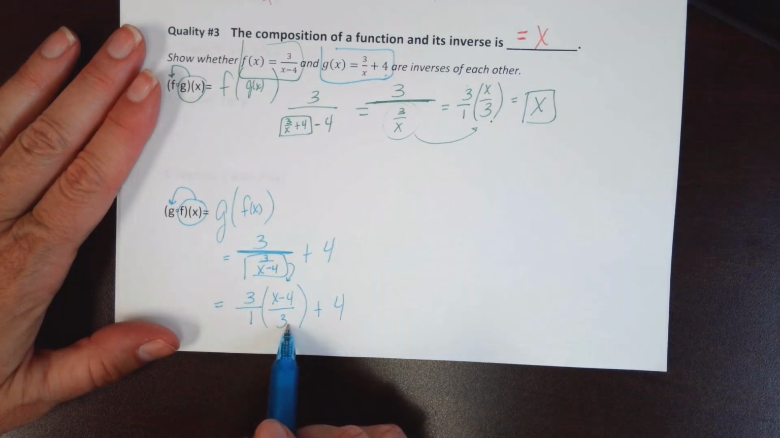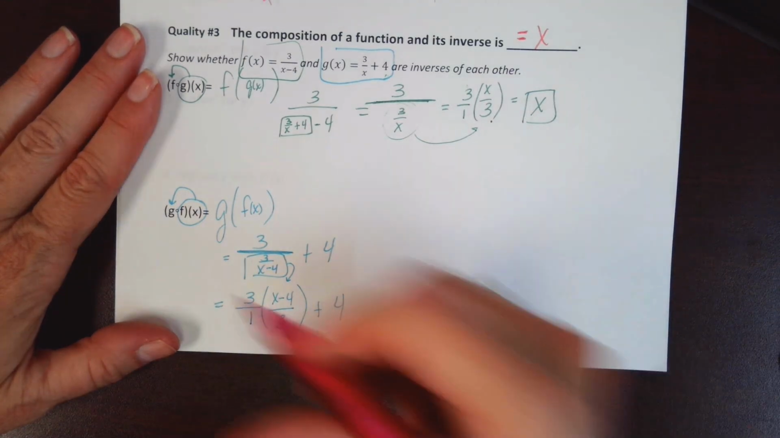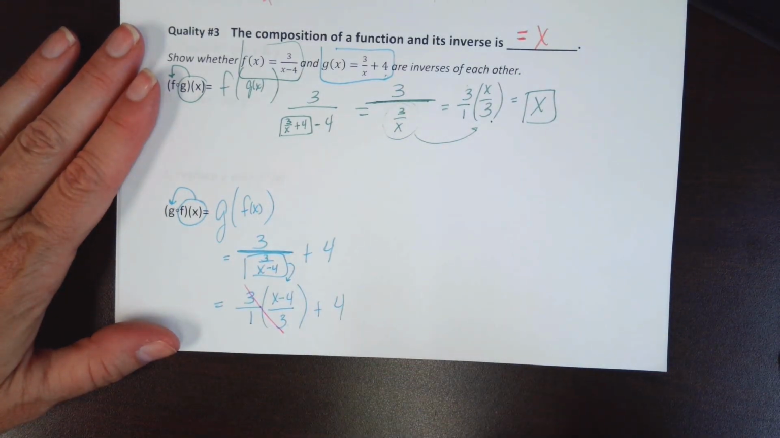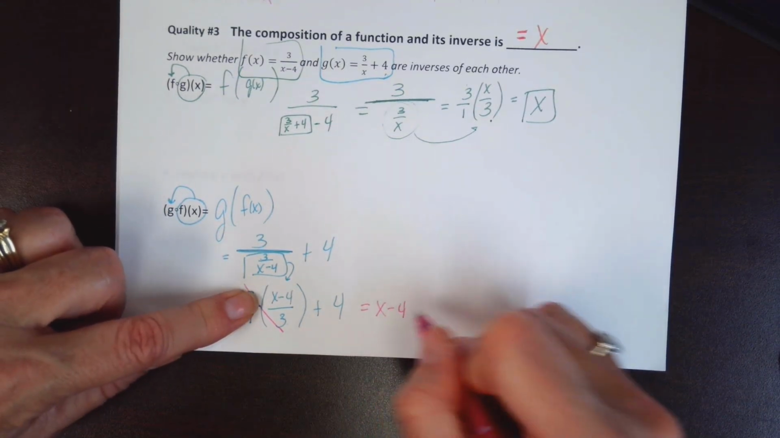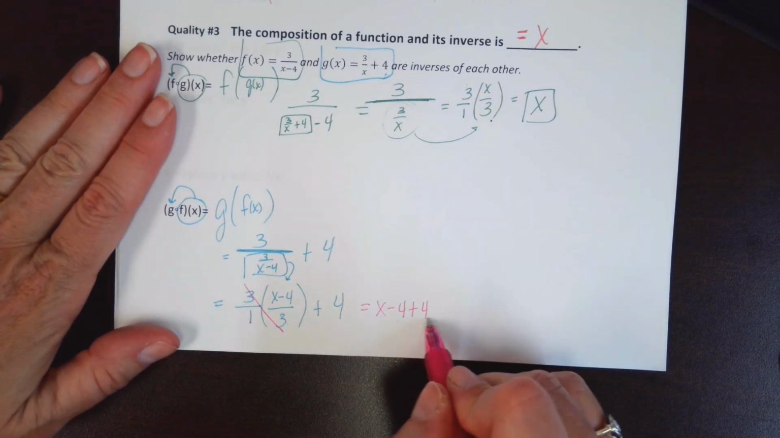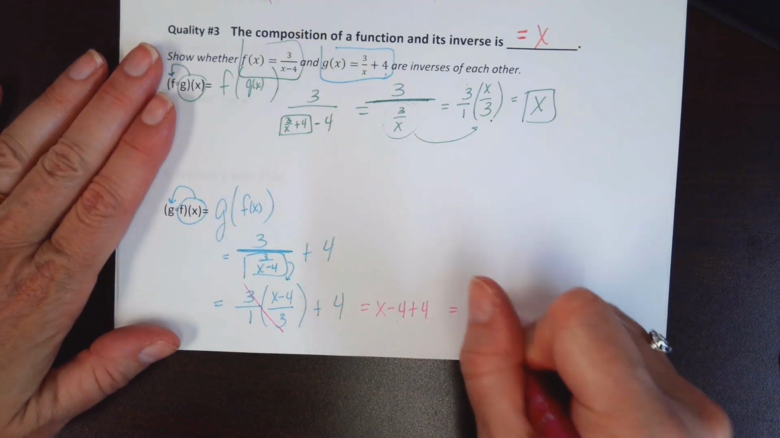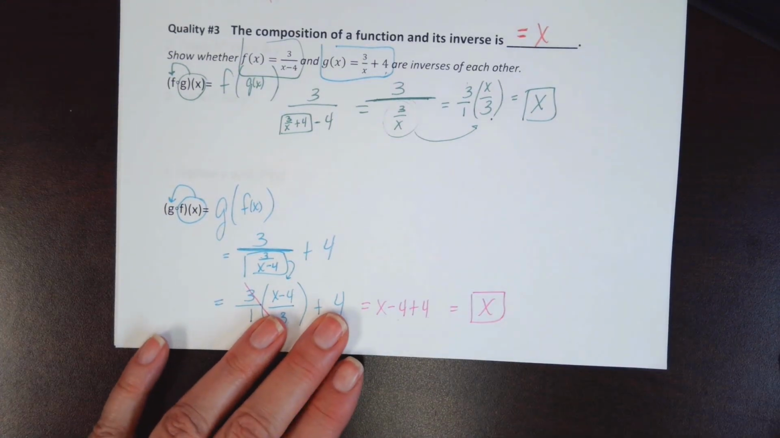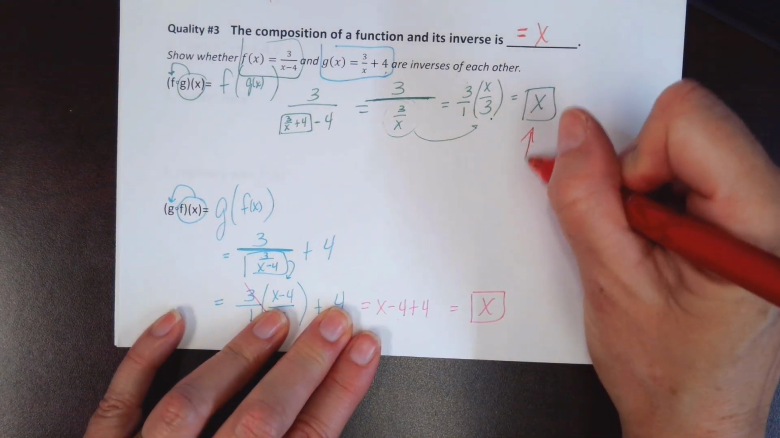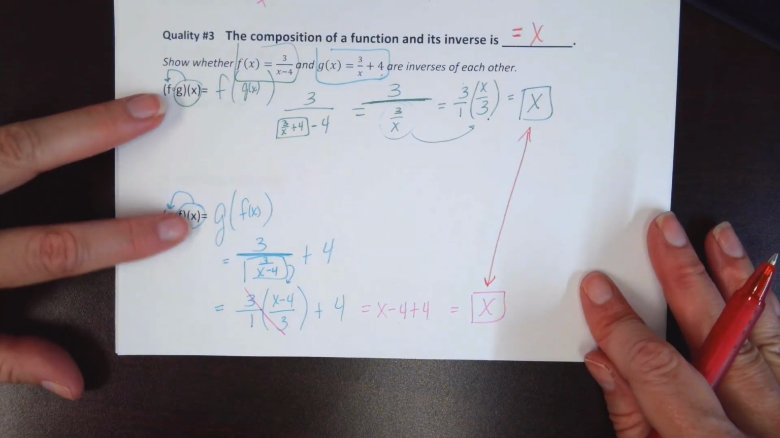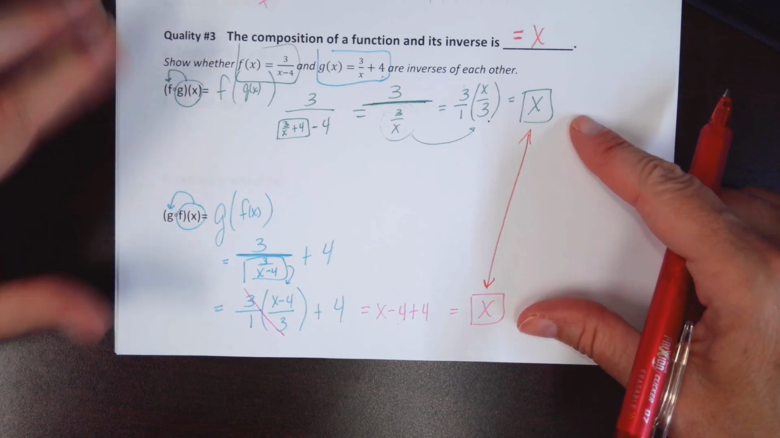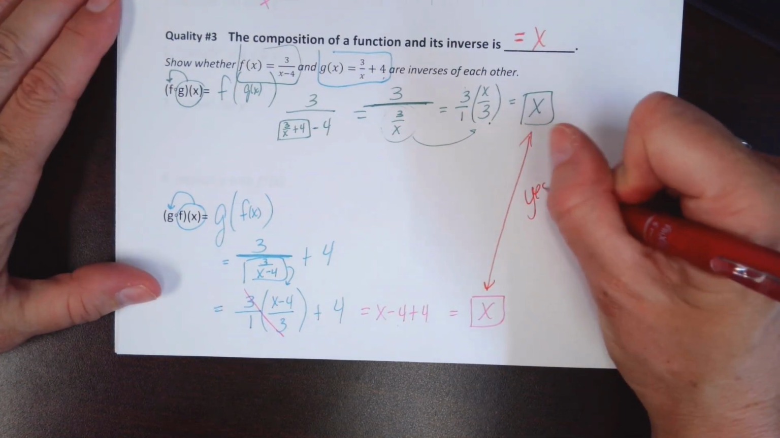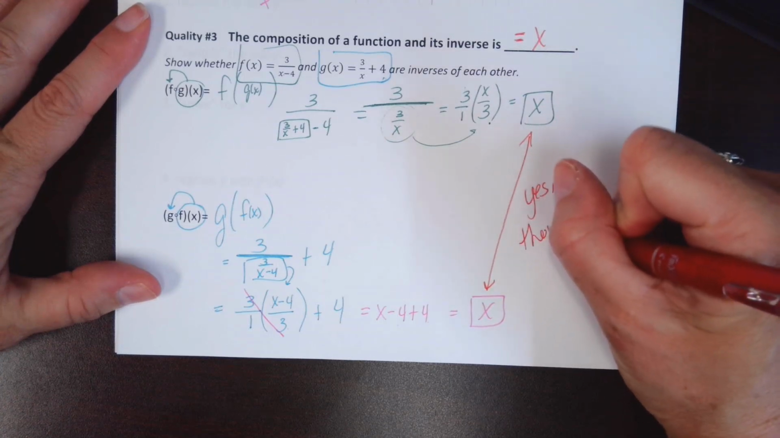Anything over itself is just 1. So that 3 over 3 is just 1. 3 divided by 3 is 1. So now I have x minus 4 plus 4. That adds to 0, which leaves me with x. So the composition of the two yielded x no matter what order I did. So the answer is yes, they are inverses.